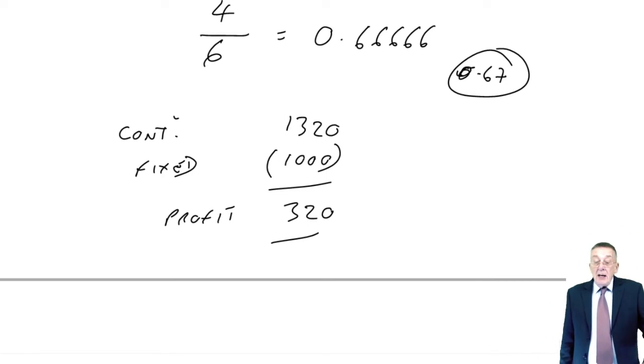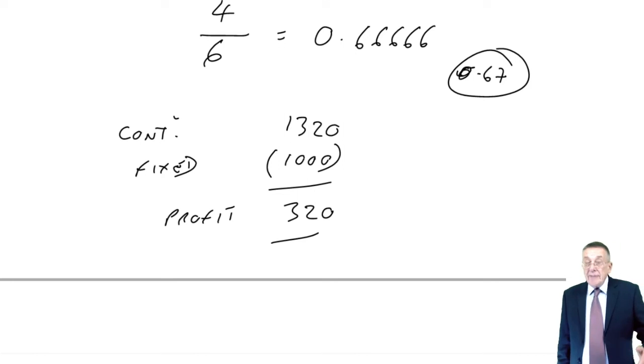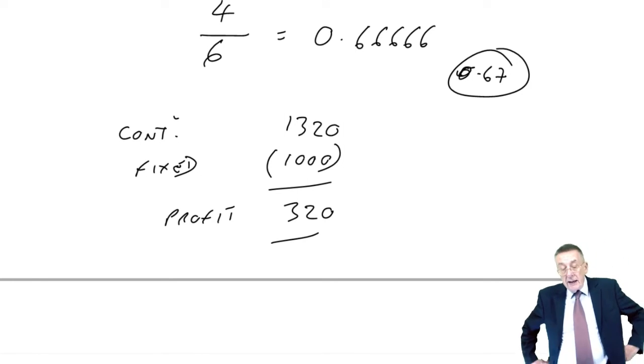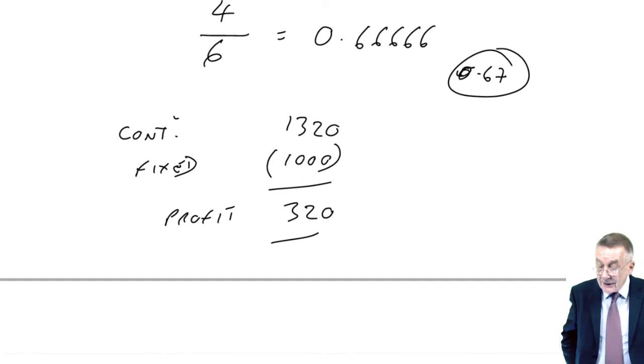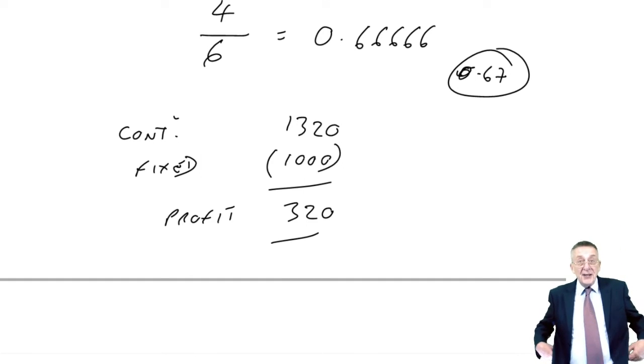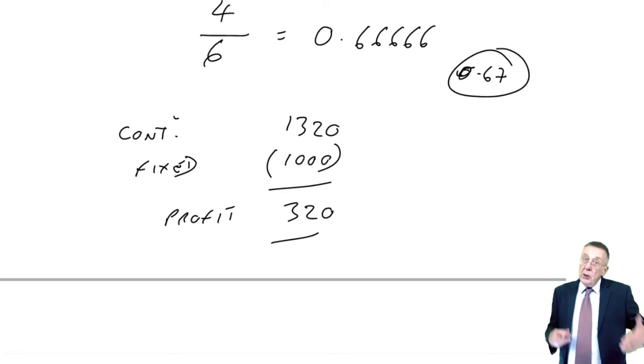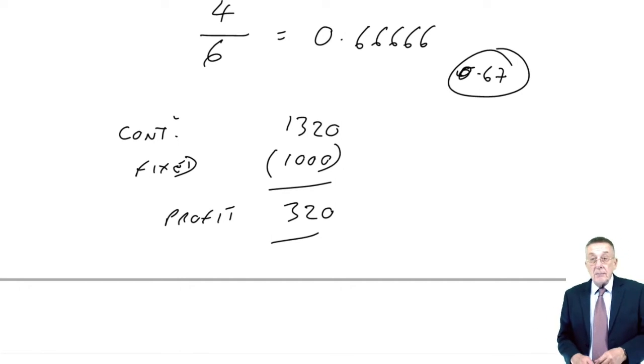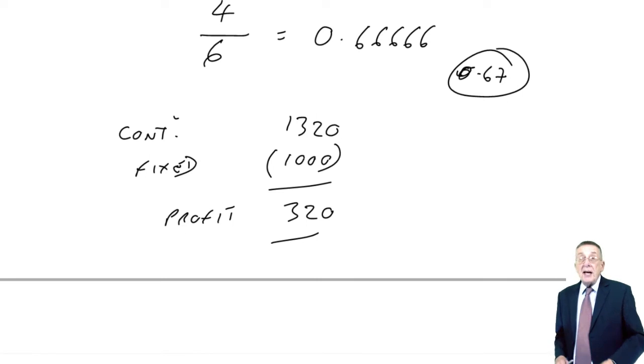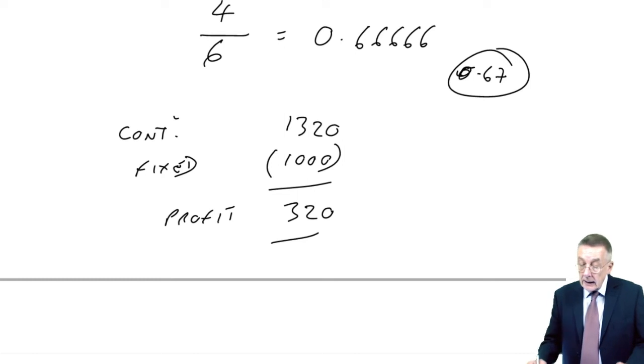Now, of course, to get the sales revenue, we could effectively do what we did in the previous example. I could say, oh, well, the contribution's $4 a unit. Therefore, how many units is it? And when I know how many units it is, the revenue is that multiplied by the $6 a unit. But since I know the CS ratio, we can actually do it very quickly.